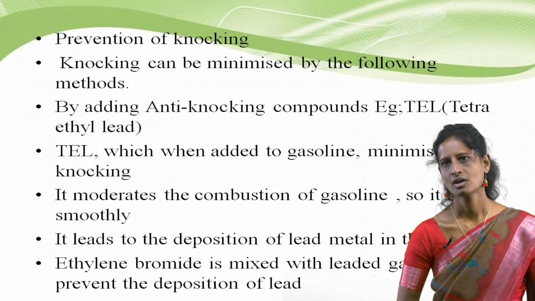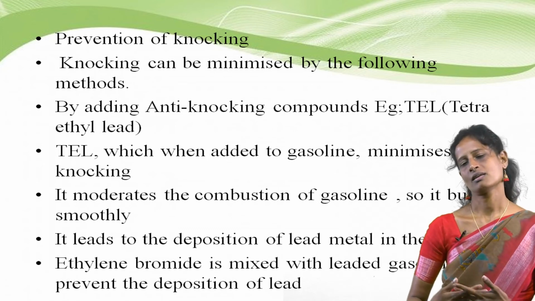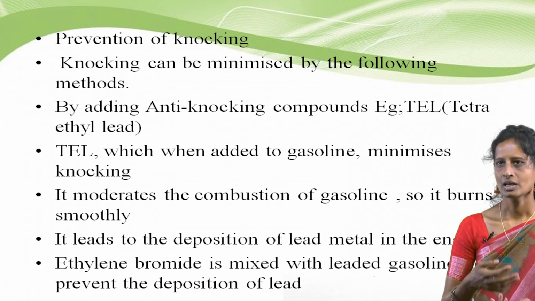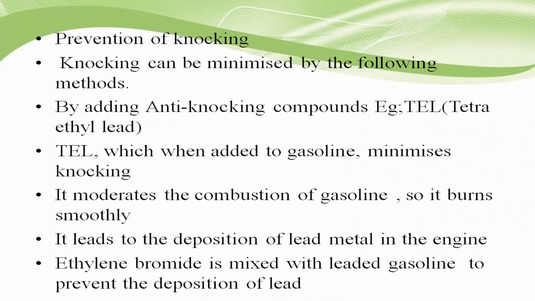For this purpose, we are using ethylene bromide. What is the purpose of ethylene bromide in anti-knocking? Because we are using TEL, and in TEL lead is present, the metal will harm the engine and also corrode it. To prevent this, we use ethylene bromide, which is mixed with leaded gasoline to prevent the deposition of lead in the engine.